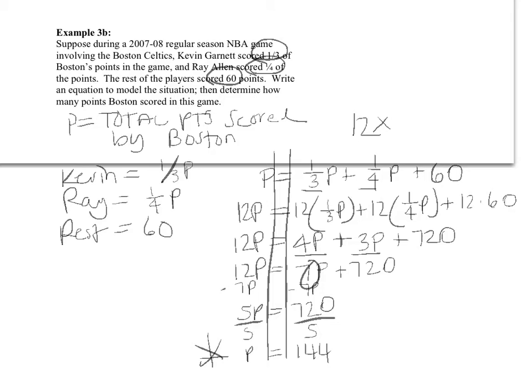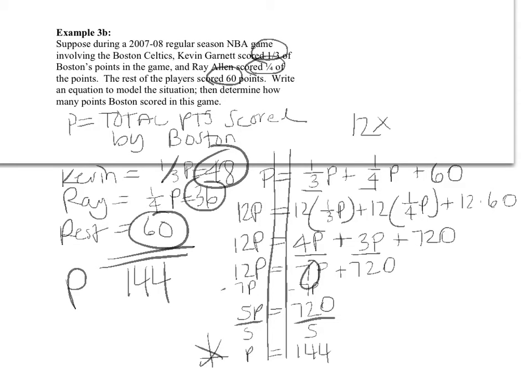And then if we want to figure out what Kevin scored, we could say Kevin scored 1/3 of p, so 1/3 of 144. So he scored 48 points. Ray scored 1/4 of p, so 1/4 of 144, so he scored 36 points. And the rest scored 60. If you added all that up, 48 plus 36 plus 60, it should equal 144, which is the total p. And that's how you can check your answer.